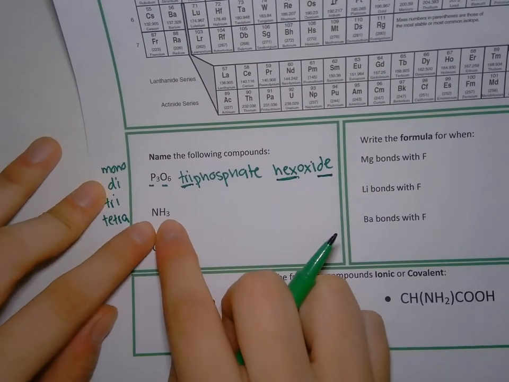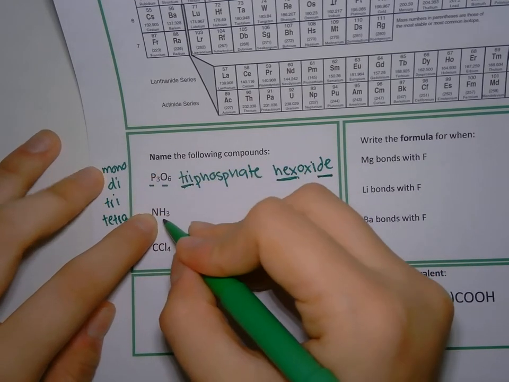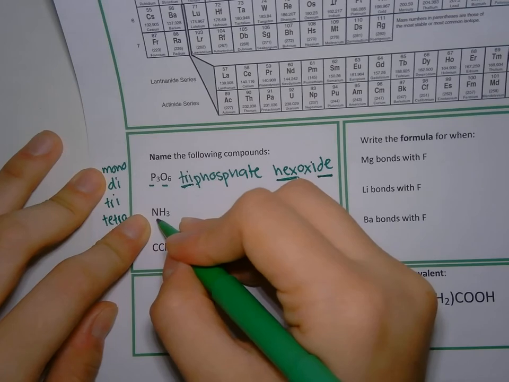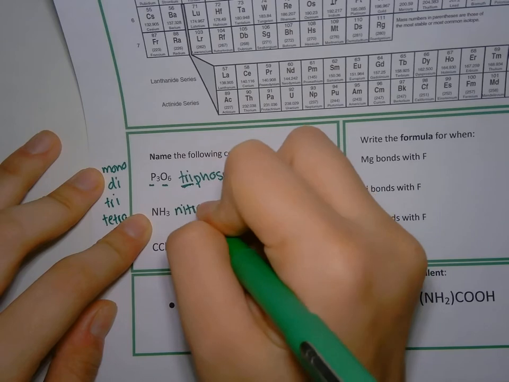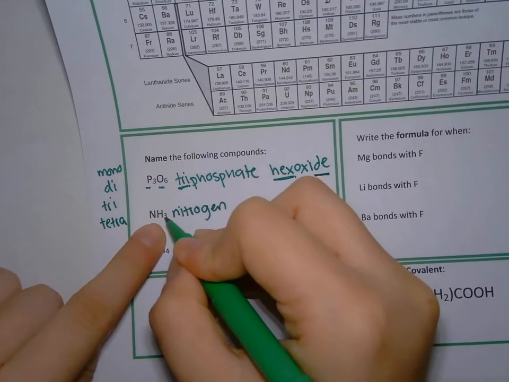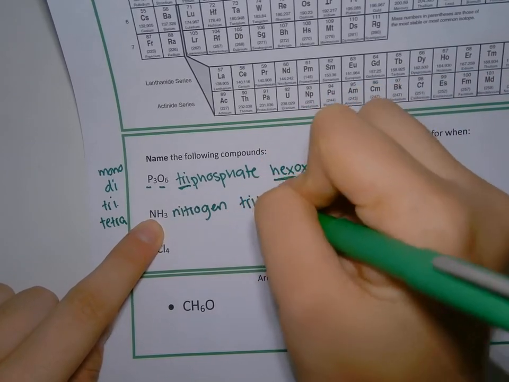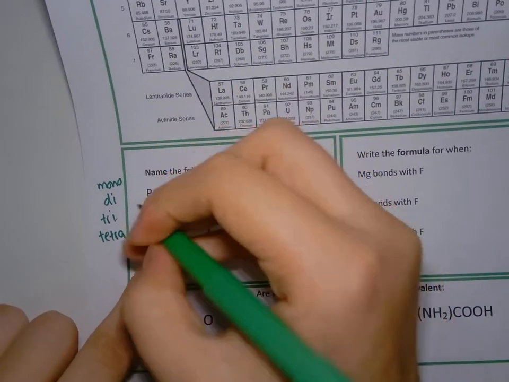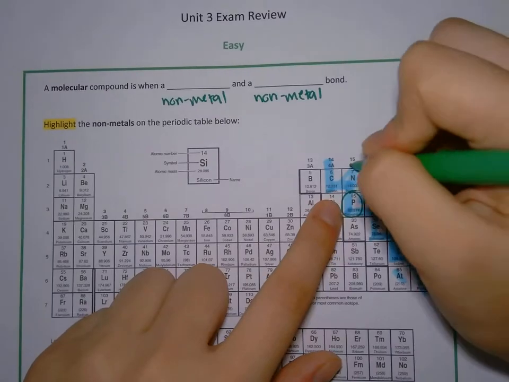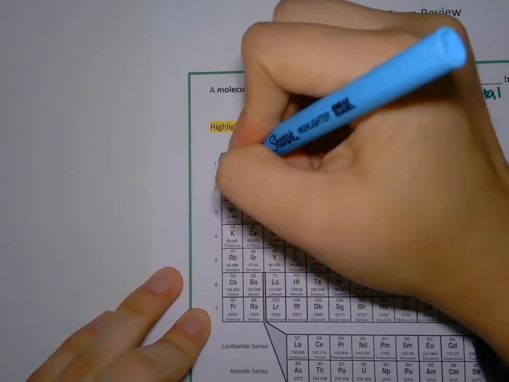Next one, I have 1 atom of nitrogen, but I'm not going to use a mono nitrogen because if it's the first element, and it only has 1 atom, then I only need to just write the name of the element. So nitrogen, and then I have 3 hydrogens, so that's trihydride, ending with IDE. Next one, oh, and nitrogen and hydrogen are both nonmetals. Ooh, look at that, I forgot to highlight hydrogen. Hydrogen is also a nonmetal.